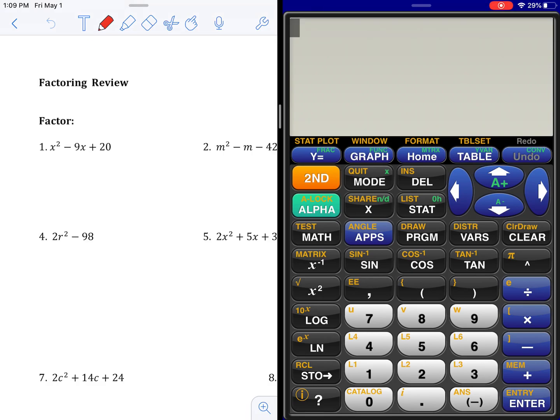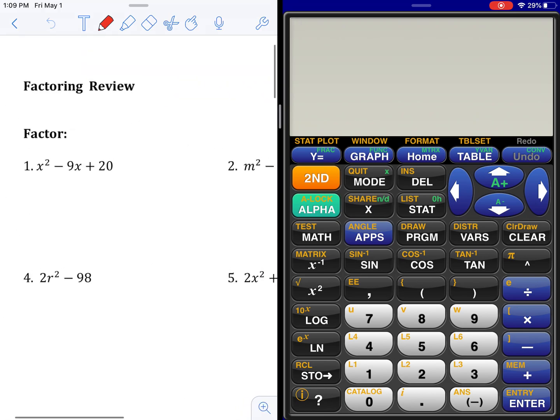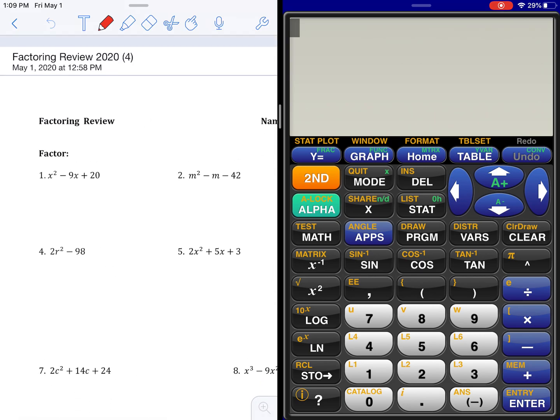Let's review for this factoring test together. The first part of the test is like numbers 1 through 8, where you are just factoring one expression. So for example, number 1, that has 3 terms.